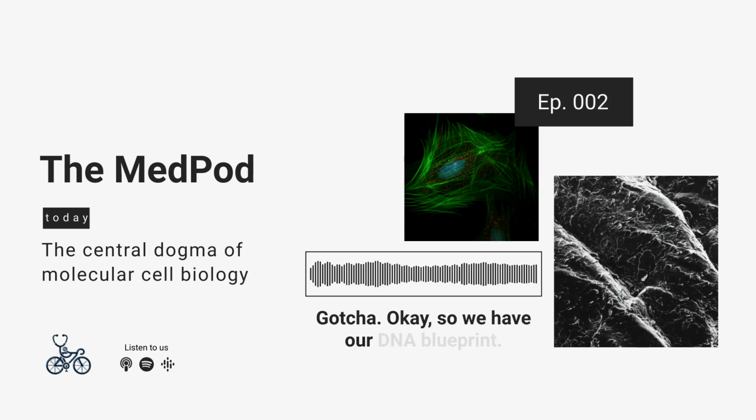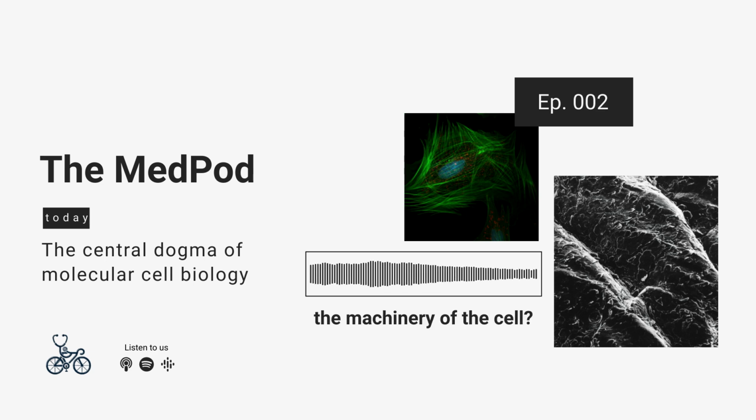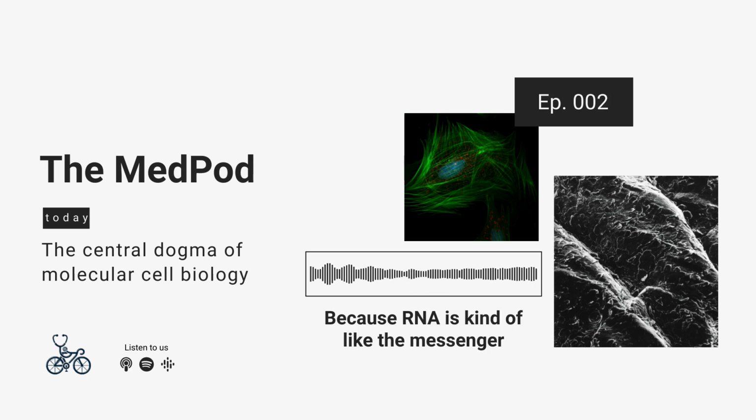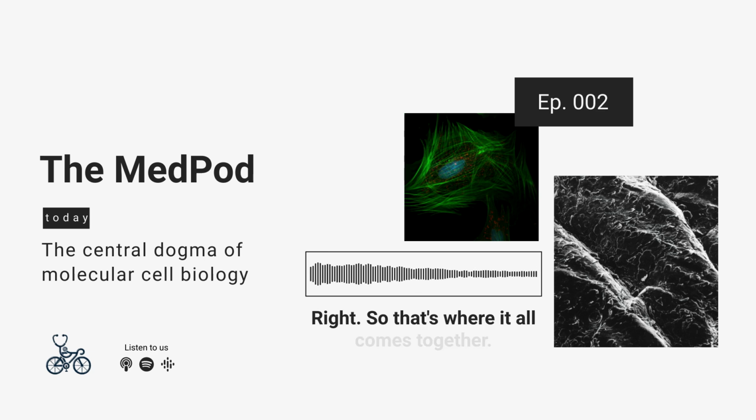So we have our DNA blueprint, but how do we actually use this information to build all the machinery of the cell? That's where RNA comes in. RNA is kind of like the messenger molecule. It carries the genetic information from DNA to the ribosomes. And the ribosomes are the protein synthesis factories of the cell. So that's where it all comes together.